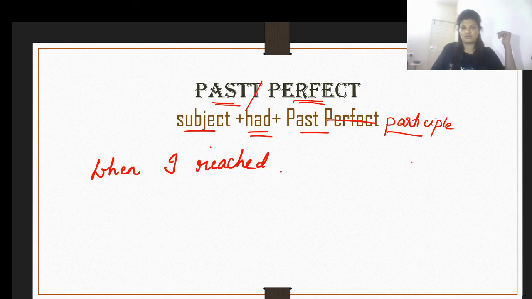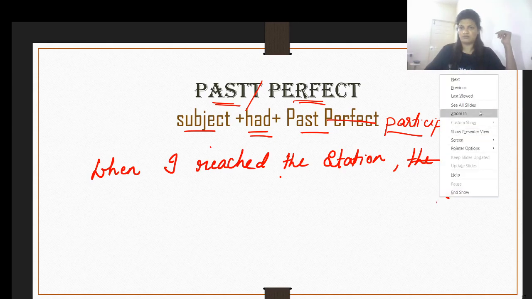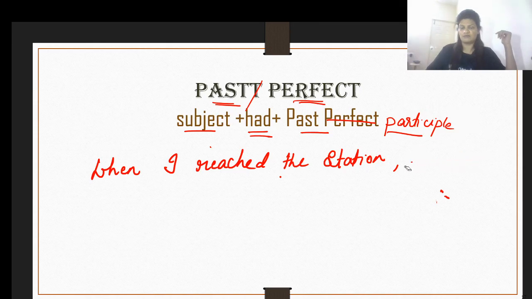reached, okay, something is wrong. Okay, when I reached the station, the bus had, okay, let me bring it down. Okay, something seems to be wrong. All right, sorry about that.